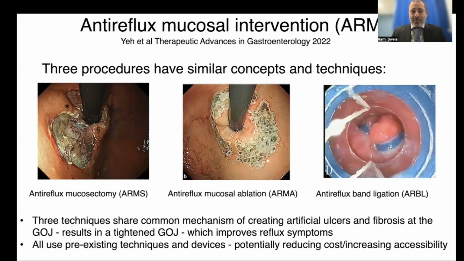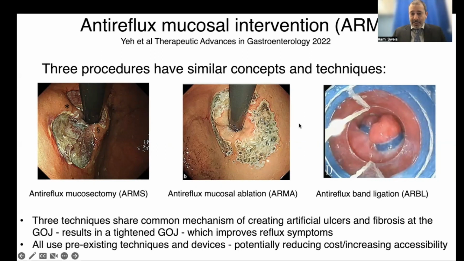The anti-reflux mucosal intervention, also coined ARMI, from this review that was published last year from a group in Taiwan, is an umbrella term for 3 procedures that have similar concepts. The anti-reflux mucosectomy, or ARMS, whereby EMR is performed in order to cause injury at the cardia. The anti-reflux mucosal ablation, whereby ablation is performed. Again, both of these are in a butterfly fashion. And the anti-reflux band ligation, which uses band ligation in order to cause trauma and injury in the cardia.